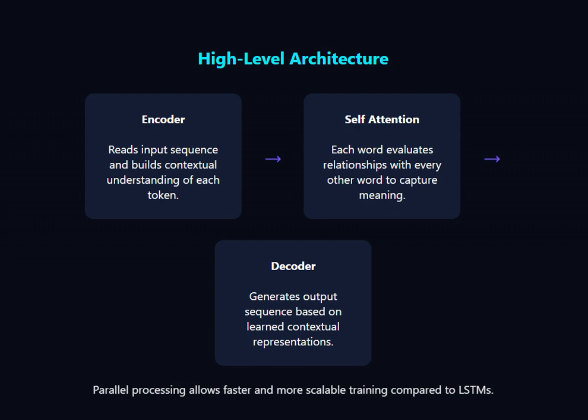Decoder is basically the generation phase. After understanding the input, the decoder generates the output. For example, in translation, if the input is "my name is Ranveer," the output will be "Mera naam Ranveer hai." The decoder predicts words one by one using learned context.